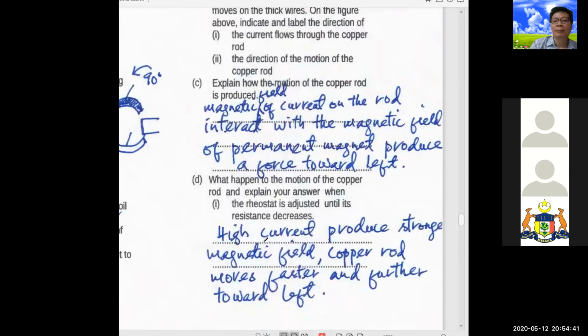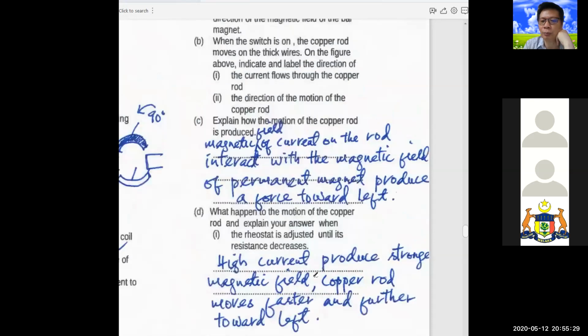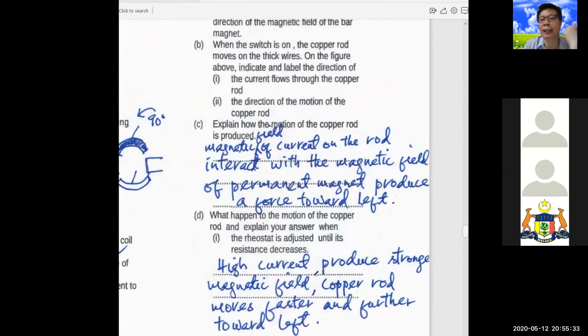So the answer is, higher current produces stronger magnetic field. So the copper rod moves faster and further toward the left. You must answer now. Okay. The answer is like this, you know. Okay, remember now. When the current is stronger, stronger current produces stronger magnetic field. Because of the stronger magnetic field, the copper rod will move faster to the left side and also move further to the left. It will move faster and it will move further. Understand? Two conditions. When the force is stronger, the copper rod will be pushed to move faster and to move further. Okay? Understand?